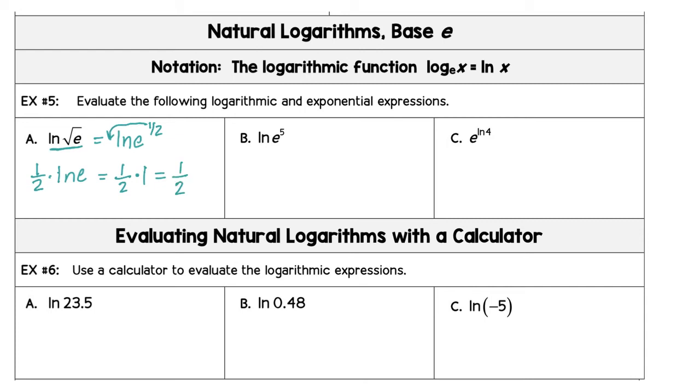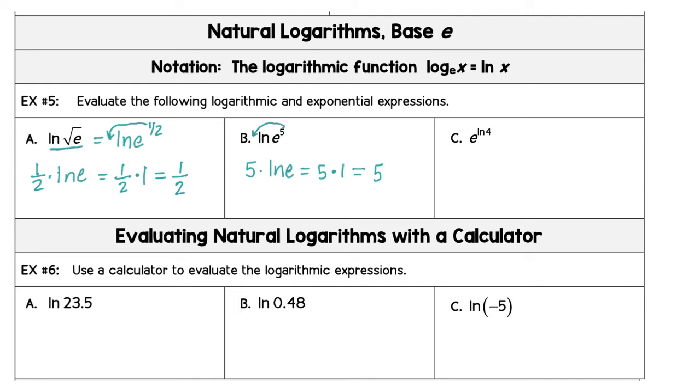All right, so for part B, same thing here. So we're going to move that 5 down to the front. So I have 5 times natural log of e. And again, that's going to turn into 5 times 1. So my answer is 5.